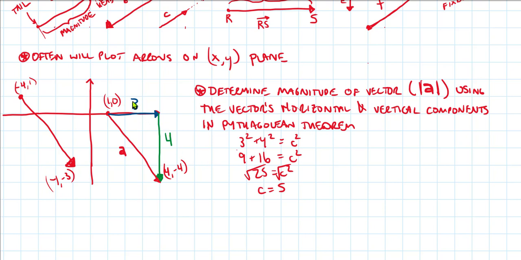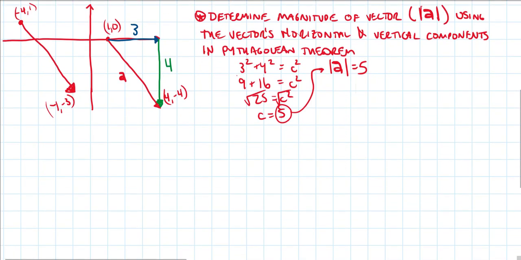Now, of course, if you are familiar with your Pythagorean triples, you would have known that this is a 3, 4, 5. Anyway, that 5 right there is the magnitude of this vector. The length of that directed segment is 5, and that 5 is the magnitude. That is how we can find the magnitude of a vector.